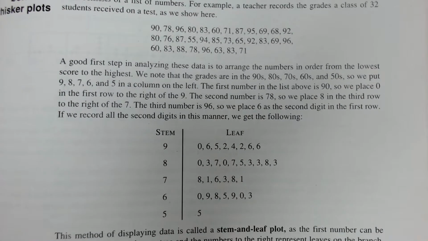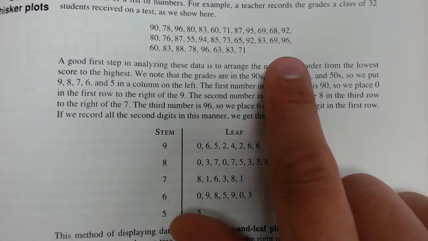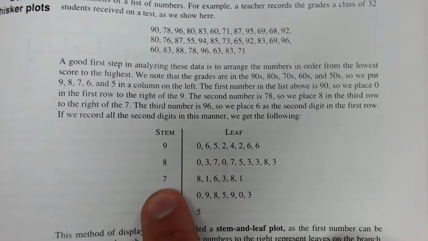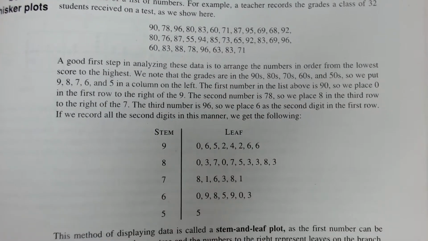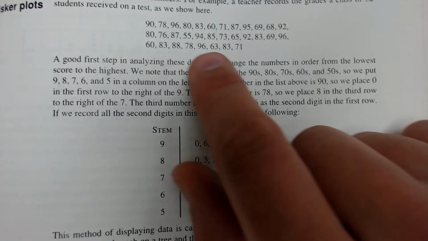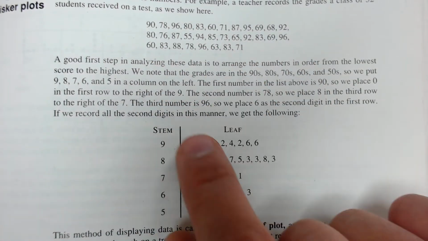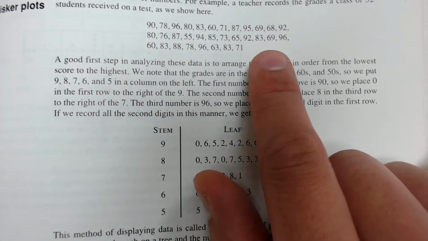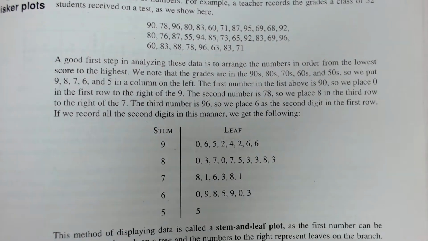So the first column is going to be the stems, right? So we have numbers that start with 5, numbers that start with 6, numbers that start with 7, numbers that start with 8, numbers that start with 9. So your stems are going to be like your tens values, right? And you only have to put them once. We've got 1, 2, 3, 4, 5.